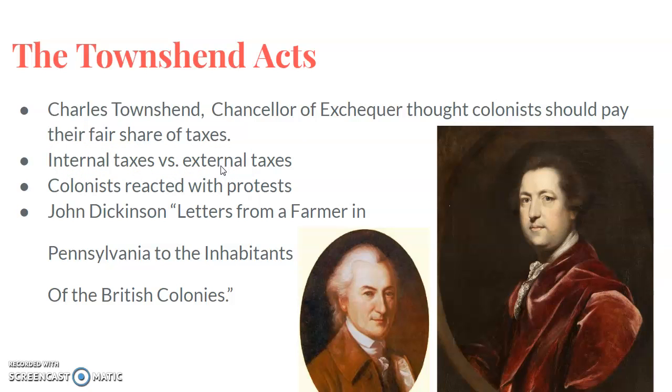So internal taxes are taxes levied within the colonies, such as the stamp tax. And remember, the colonists hated the stamp tax. That was the most hated part of Lord Grenville's plan. Versus external taxes, which are taxes levied on goods imported to the colonies. But it turns out that Townshend was just plain wrong. The colonists just didn't like taxes.